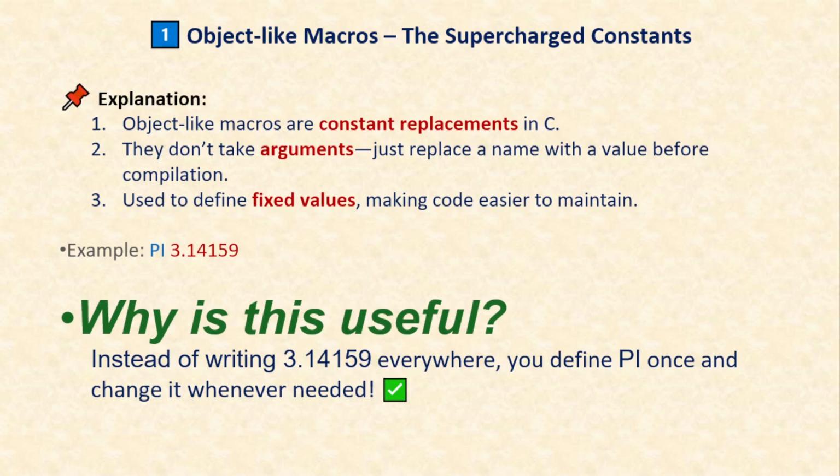An example, PI 3.14159. Why is this useful? Instead of writing 3.14159 everywhere, you define PI once and change it whenever needed.